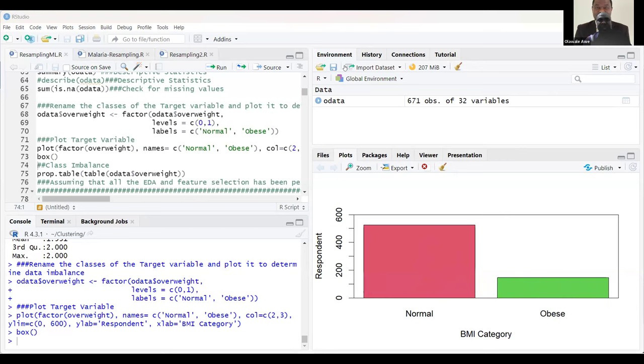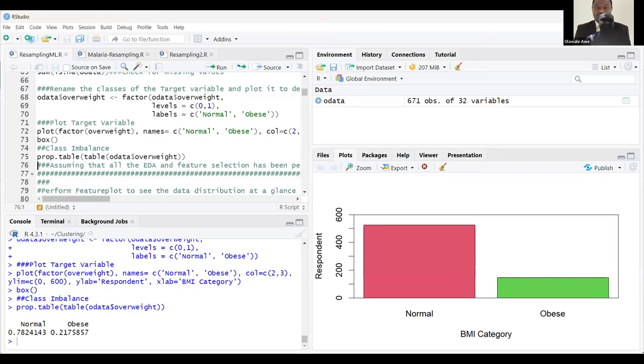problems. Now, we can see that this will cause a great problem if you just go ahead and use this data as it is. So we need to do something to make up for this low class, such that it won't be a problem. As a matter of fact, let me plot the proportion. Let me look at the proportion. You can see a high proportion of people are normal as compared to the lower proportion.